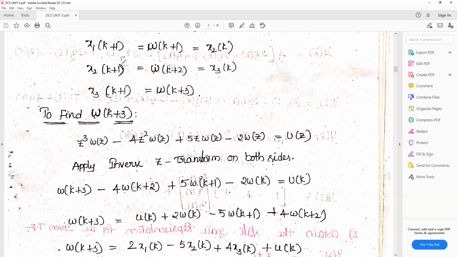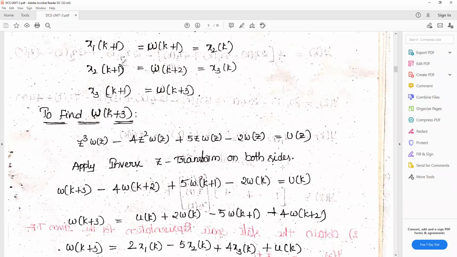Apply inverse z transform on both sides. z cubed is w of k plus 3. z squared is w of k plus 2. z is w of k plus 1. And w of z is w of k.